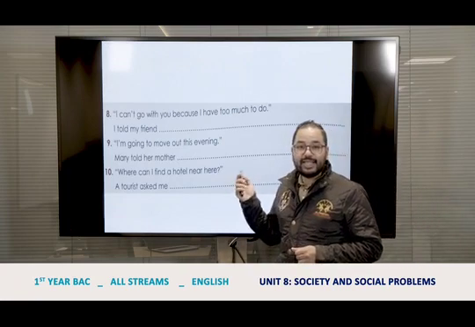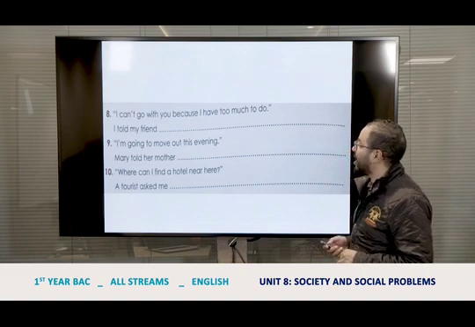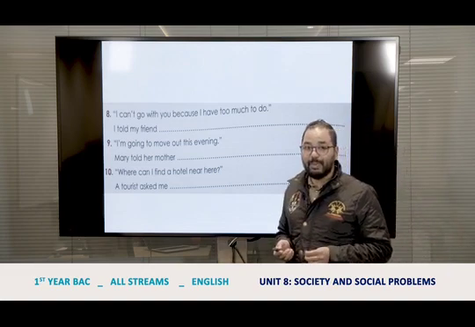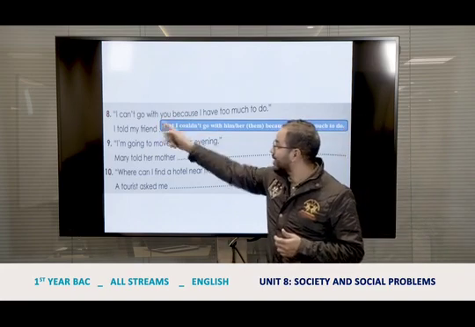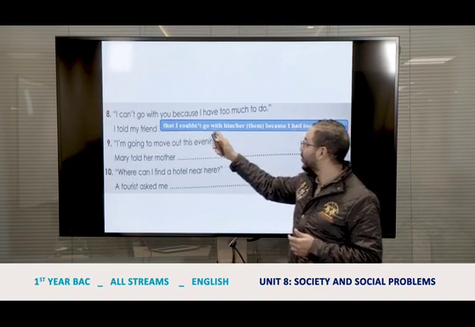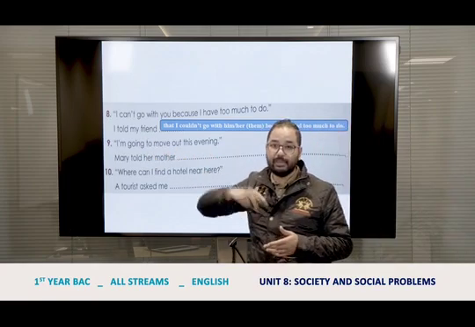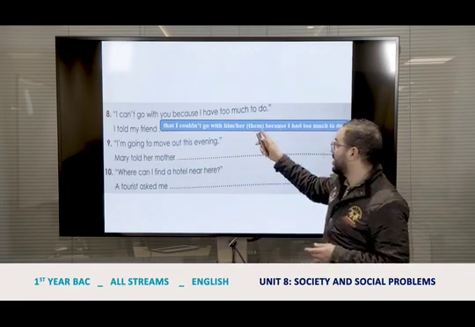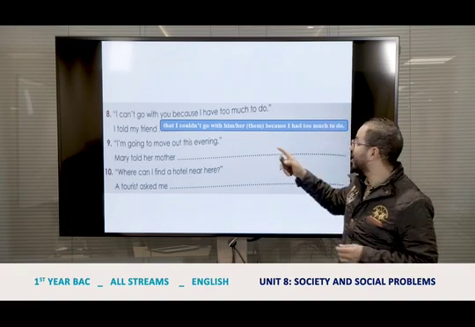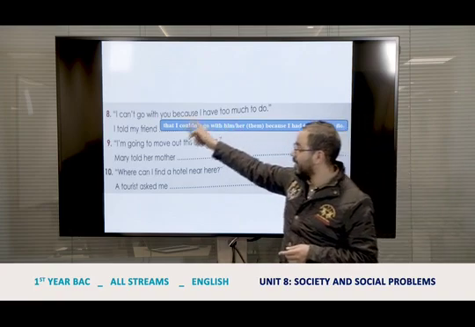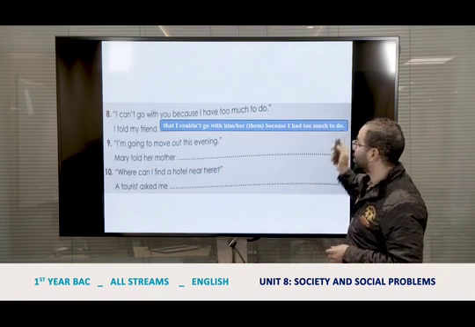So sentences 8, 9 and 10. "I can't go with you because I have too much to do." I told my friend, I'm speaking here, that I couldn't, past, go with him or her, because my friend may be a female or a male, or we can use them. I couldn't go with them because I'm still speaking, I had too much to do.